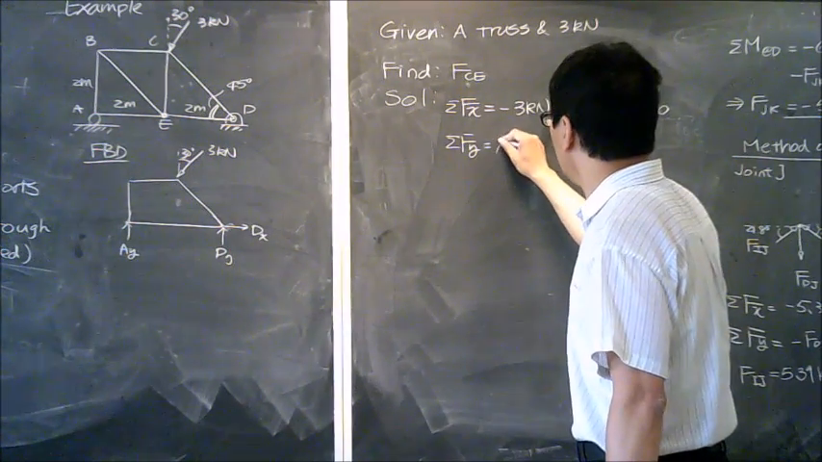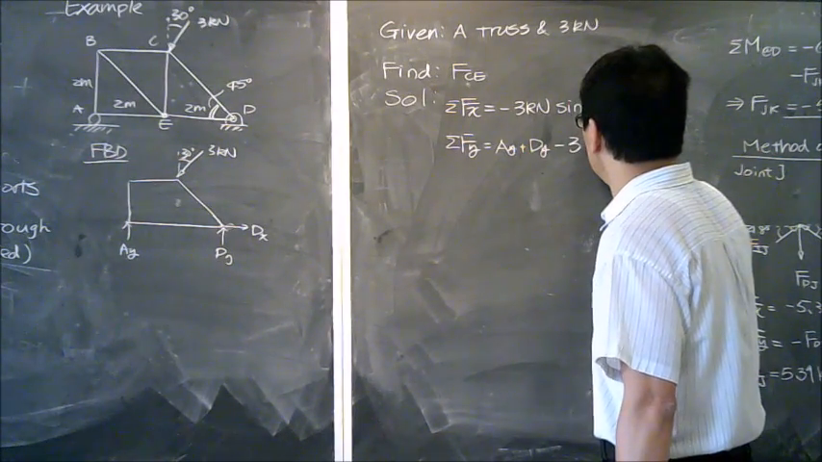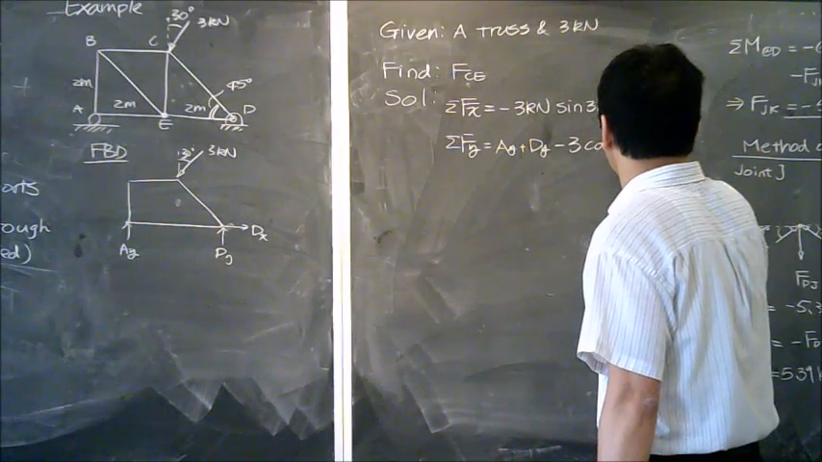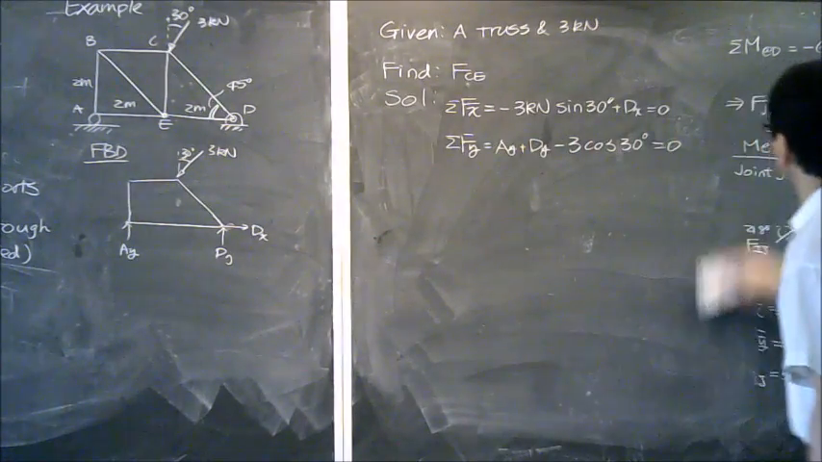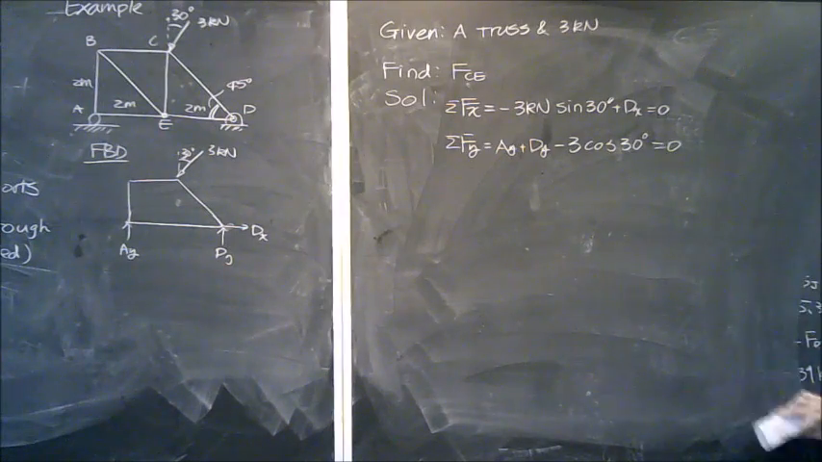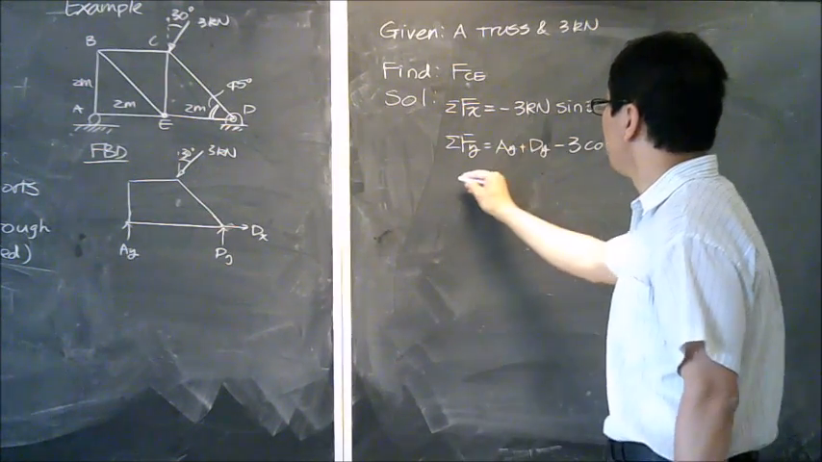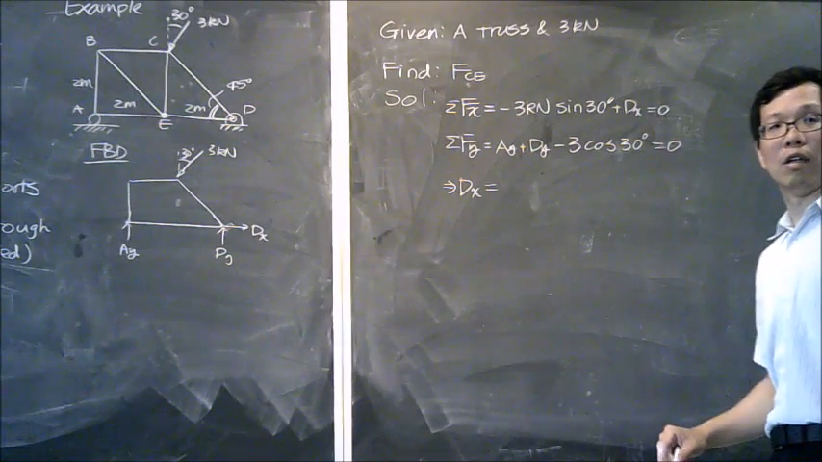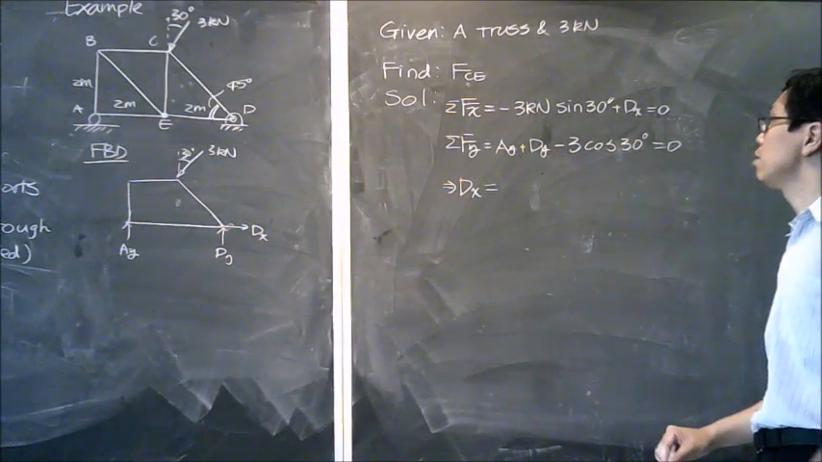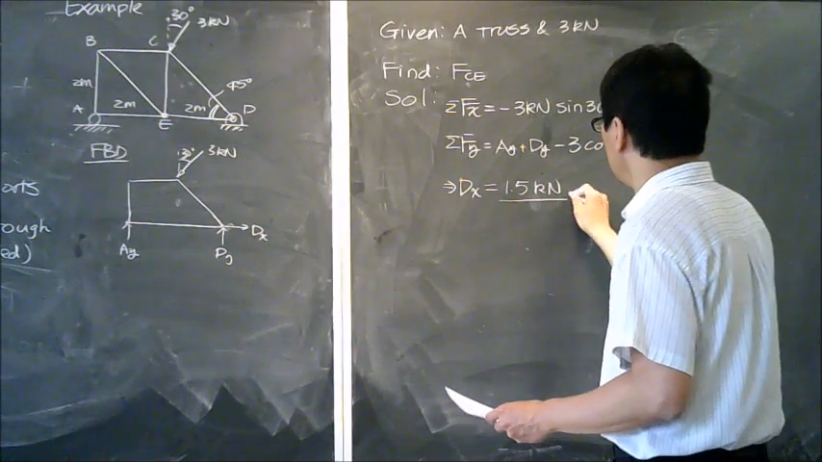For y, I have ay plus dy minus 3 cosine 30 degrees equals 0. So I have two equations with 3 unknowns, which means I wouldn't be able to get all the numbers based on those 2 equations. But over here, dx is straightforward from the combination of x direction forces. That is going to be 1.5 kilonewton.